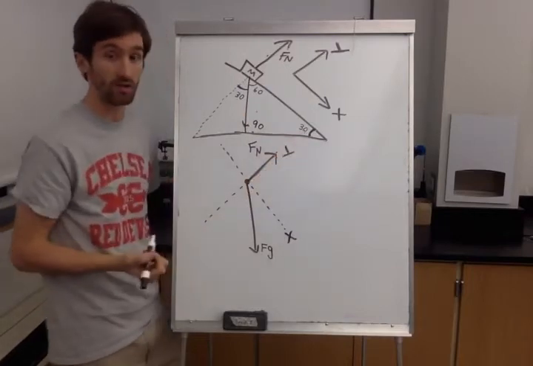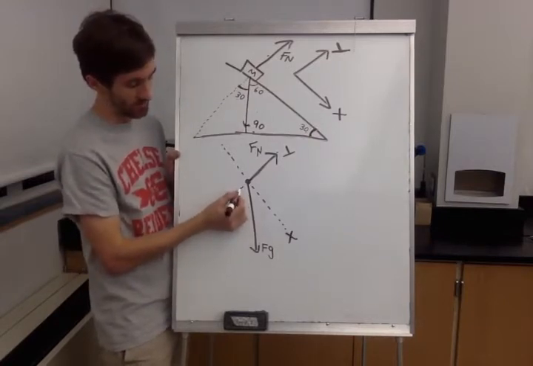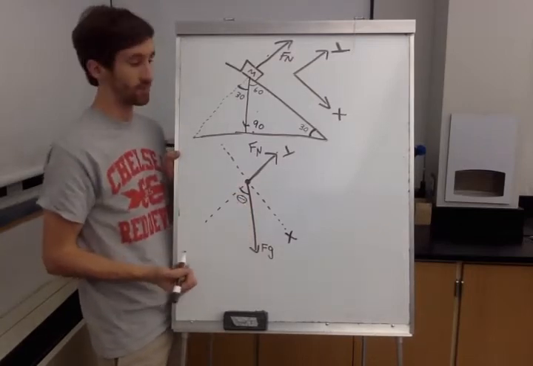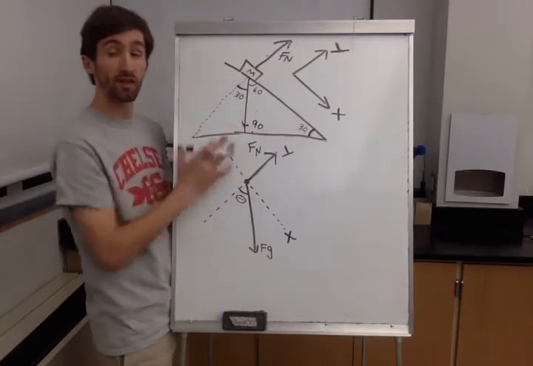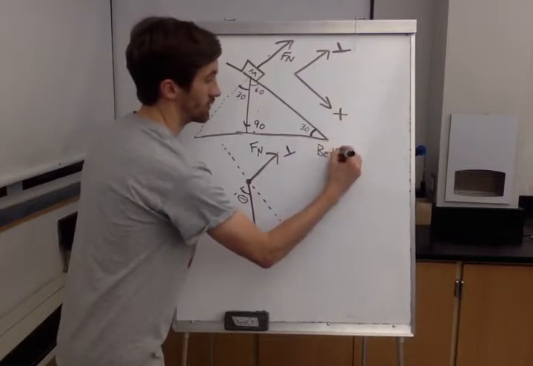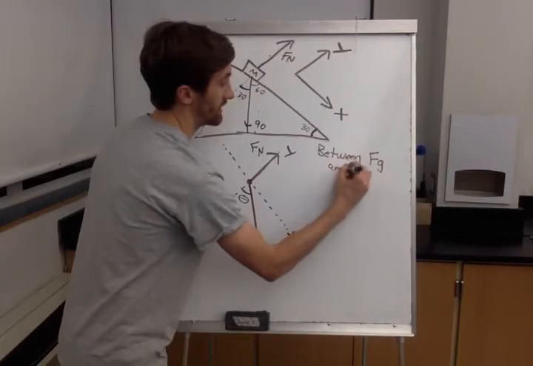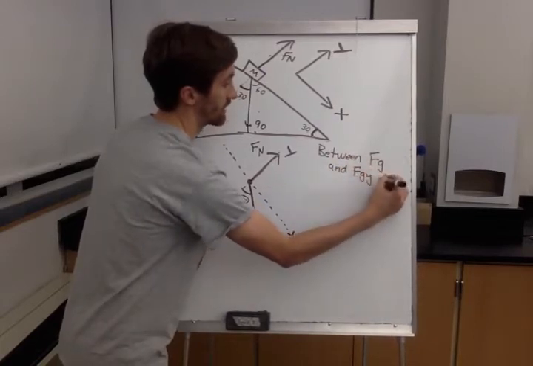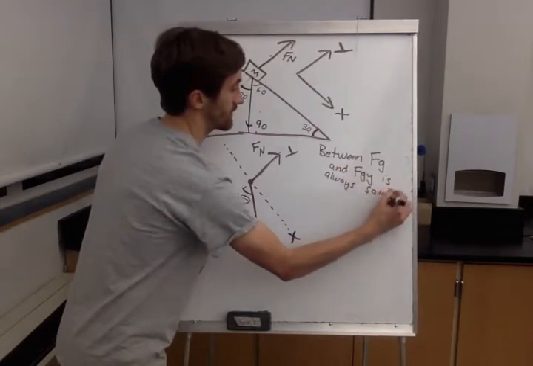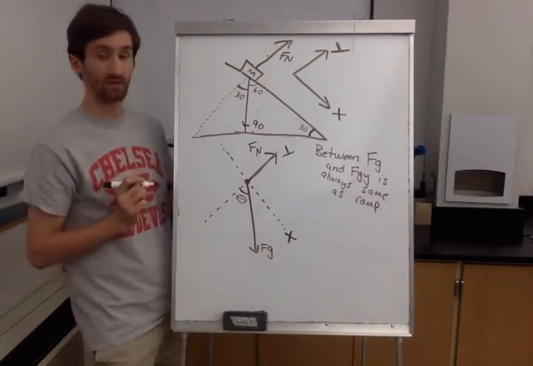So we can go to our free body diagram, and between gravity and the y-axis, we can always make this the same angle as the ramp. So that is something that you can think through every time, or you can just memorize: between FG and FGY is always the same as the ramp. Always the same as the ramp.